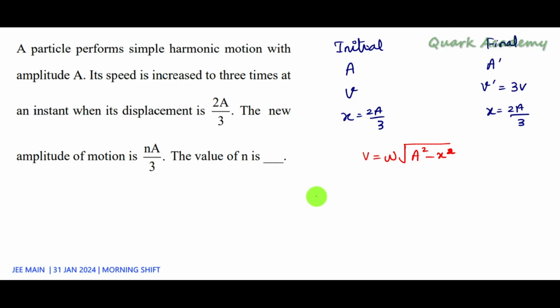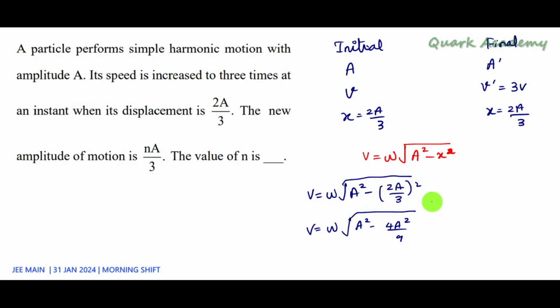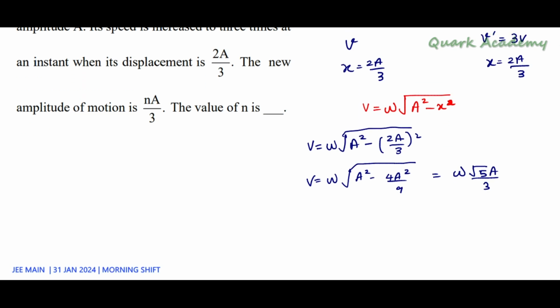In this expression, x is the displacement. So let's do it for the initial case. V equal to omega into root of a squared minus, instead of x, 2a by 3 whole squared. So v equal to omega into root of a squared minus 4a squared by 9. If you take LCM and subtract, it will become omega into root 5 a by 3. So this is the initial speed.